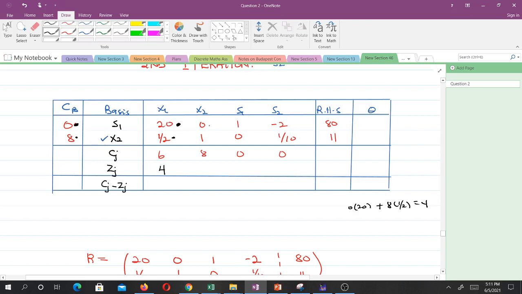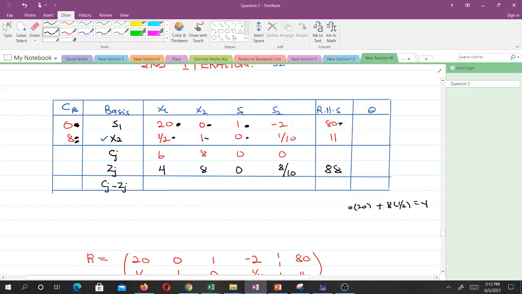This would be 0 times 0 plus 8 times 1, which would be 8. 0 times 0 plus 8 times 0, and that will be 0. We get 0 times minus 2 plus 8 times 1 over 10, which will be 8 over 10. And here we get 0 times 80 plus 8 times 11, which will be 88. Right?